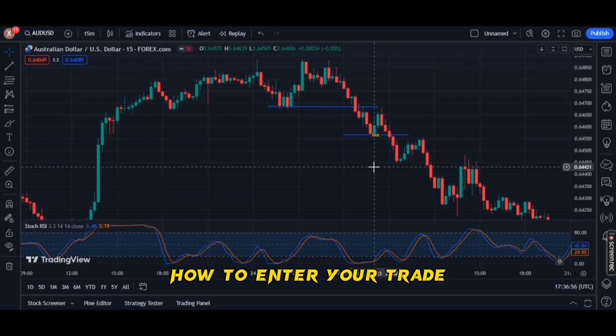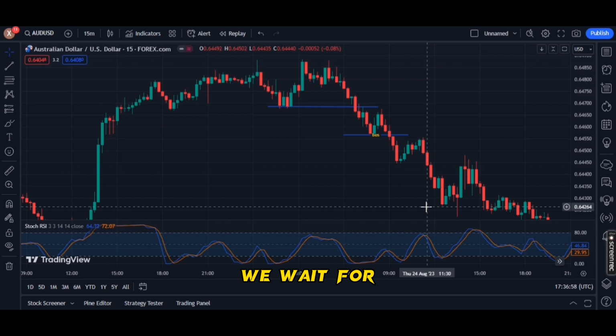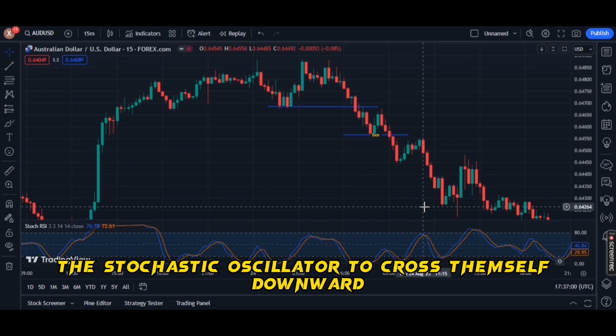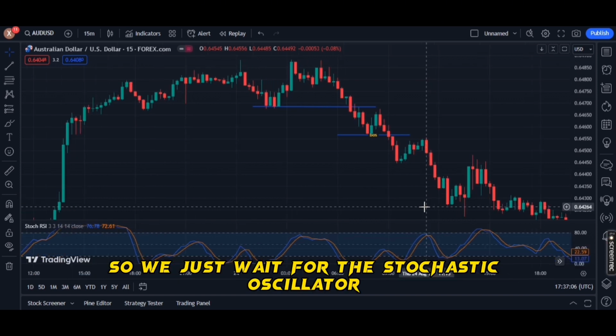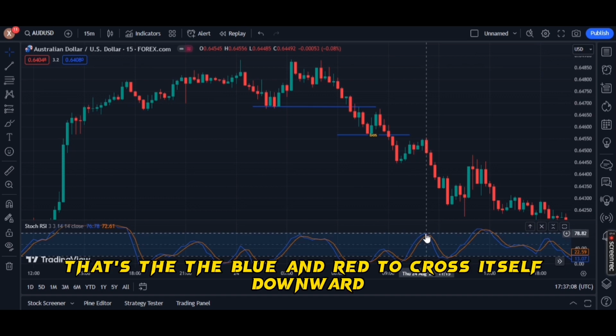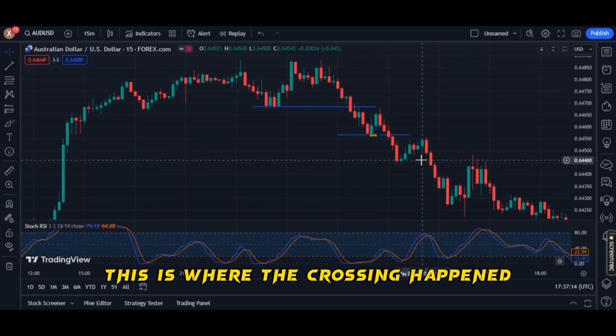Now this is how to enter your trade. We wait for the stochastic oscillator to cross themselves downward, because now we know it's a downtrend. So we just wait for the stochastic oscillator to cross itself. That's the blue and the red to cross itself downward. That's what we just want to see. This is where the crossing happened.